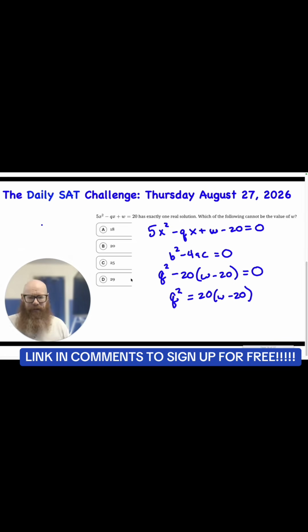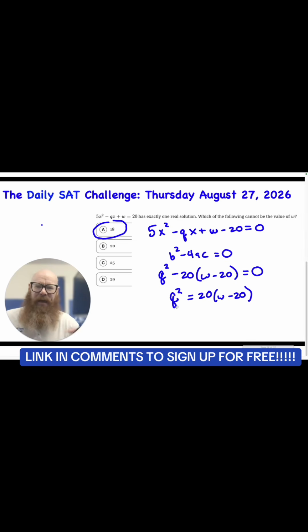I'm going to think about it like this. Q squared has to be a positive number, or at the very least 0. It can't be a negative number. And then I notice that it says what cannot be W. Well, if W were 18, 18 minus 20 is a negative, and then it wouldn't work because Q squared would be positive, or again, 0. So that's why it's got to be A.